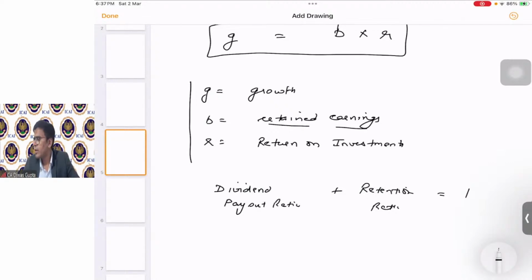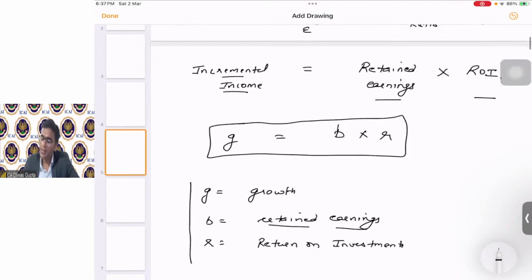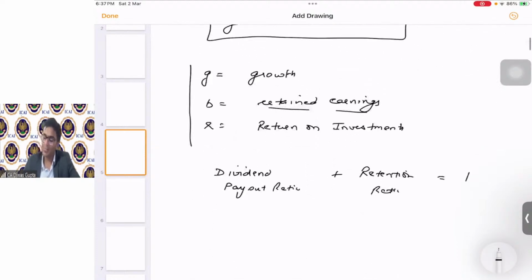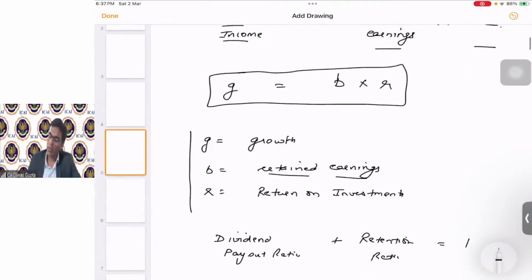Sanya, is retained earnings calculated in percentage or amount to find growth? So this will be in percentage. Retained earnings will be in percentage. So that's what I'm saying. B is equal to retained earnings that are given in the form of retention ratio. We will put that ratio over here and multiply with the returns percentage. And hence the growth will also be denoted in the form of percentage. Okay.